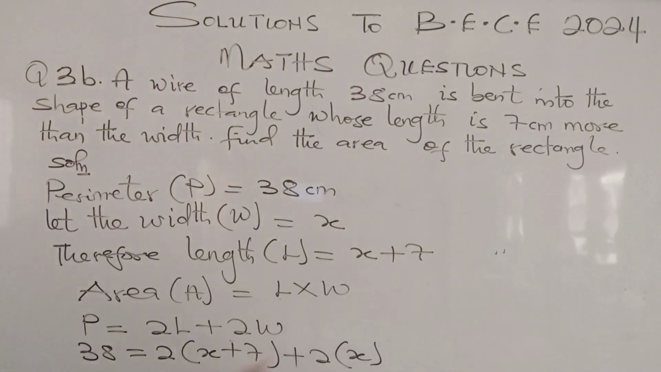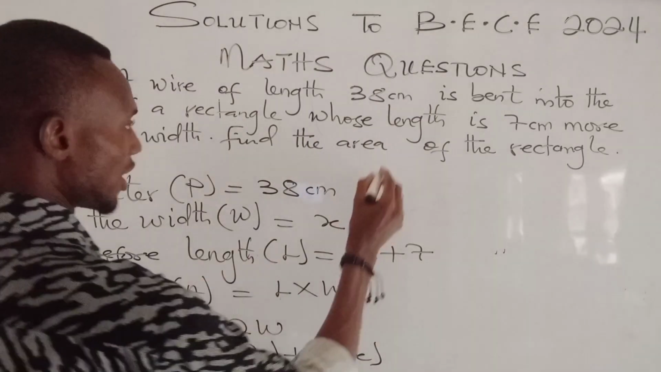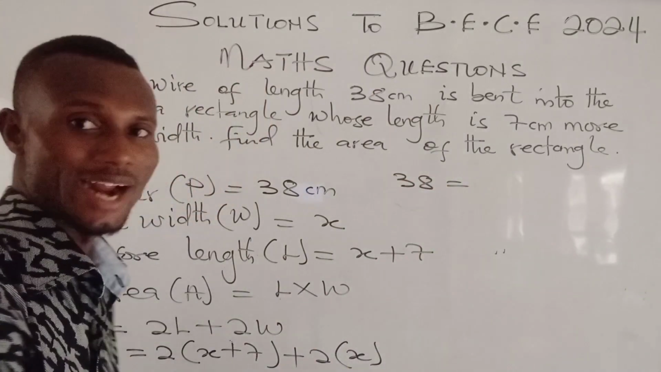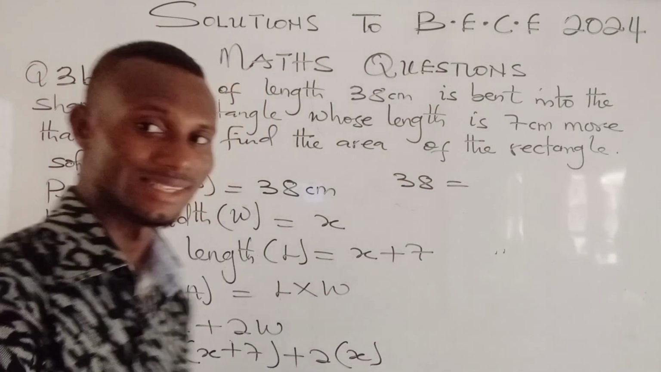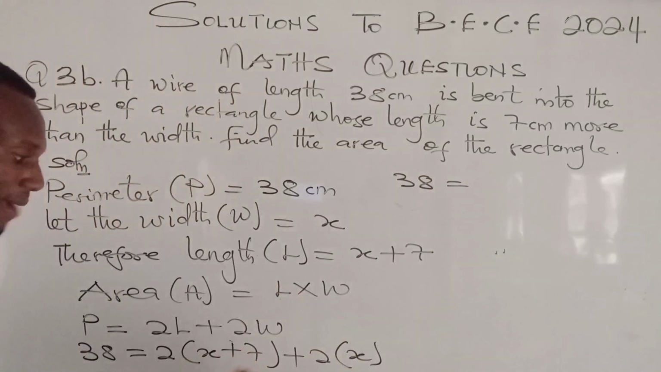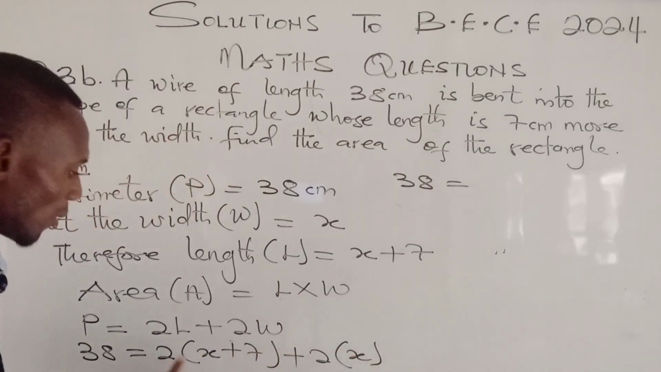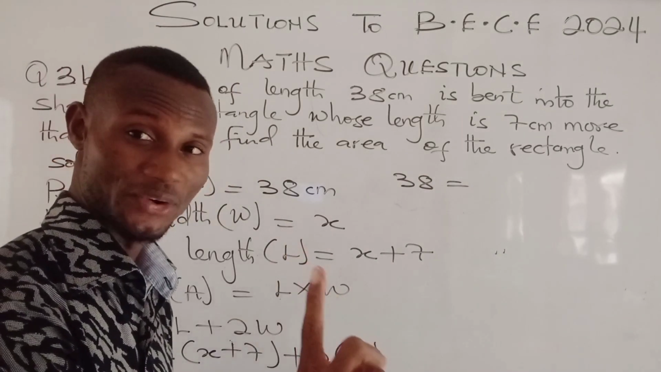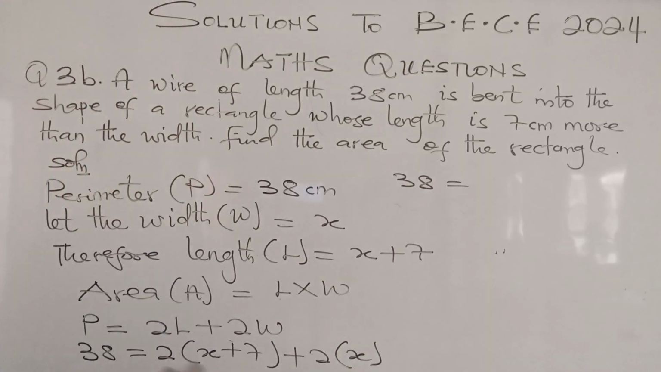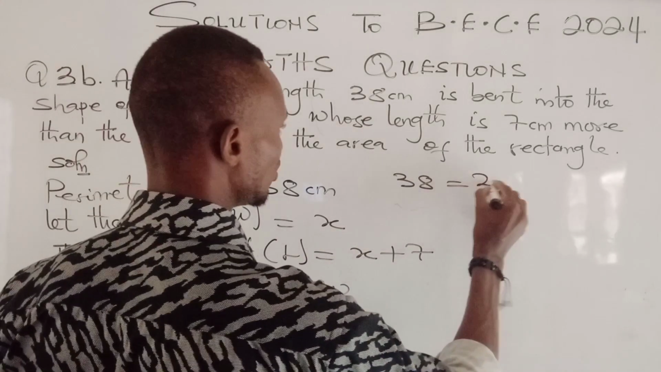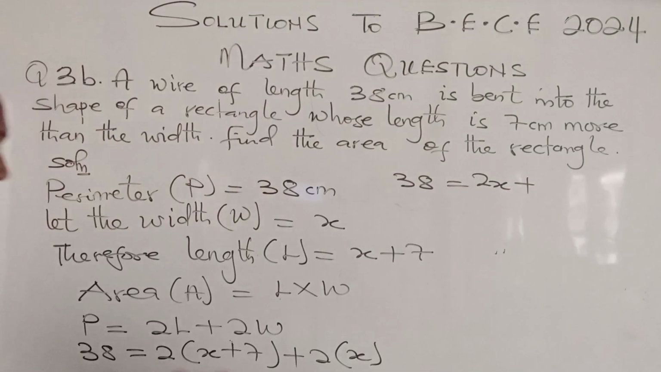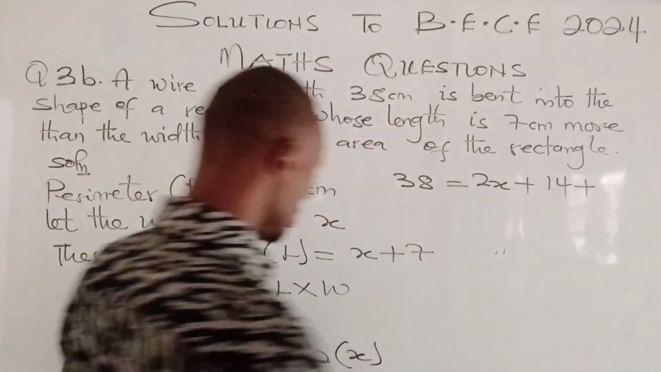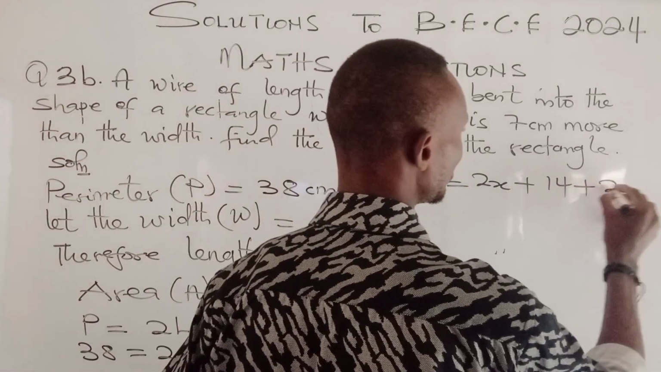What we need to do is to first open our bracket. So I'm going to have 38 equals 2, open its bracket. How the 2 opens its bracket is that it multiplies every term in the bracket. So the 2 here will multiply the S, and the 2 here will multiply the 7. I hope you agree with me. So 2 times S gives me 2S. Then I'll bring my plus, 2 times 7 gives 14. Then plus 2 times the S here gives 2S.